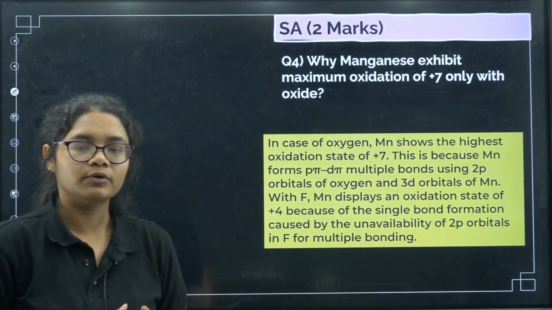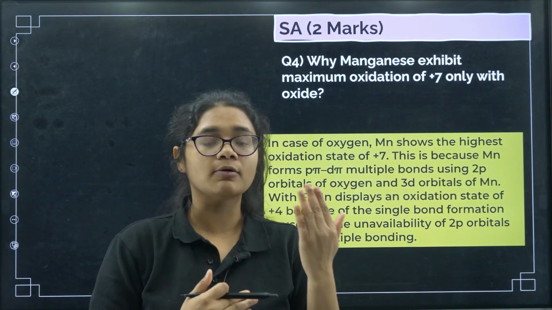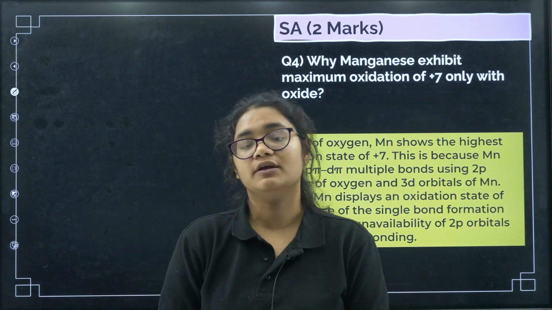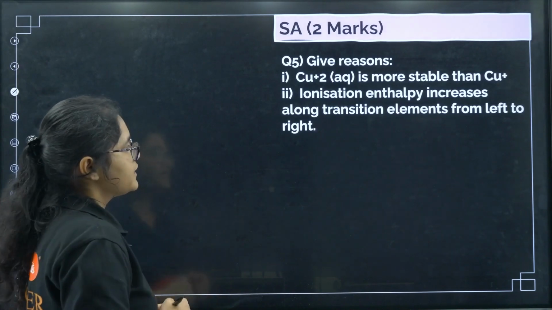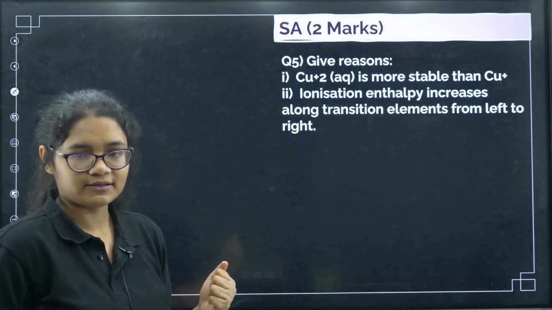Okay, so in case of fluorine, what happens? You can form only single bonds, whereas in oxygen you can form double bonds. Okay, so that is the reason here. Next, give reason: Cu2+ is more stable than Cu+.